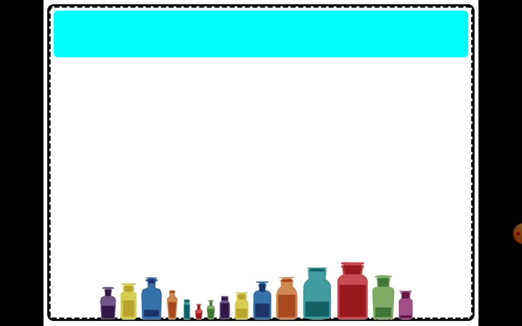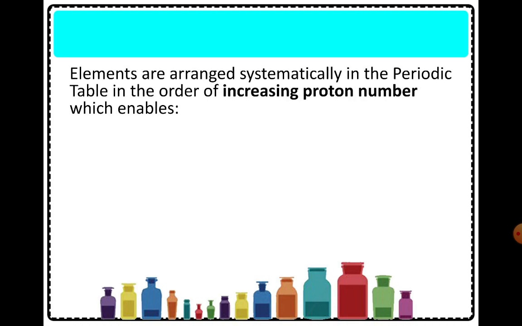Okay, the periodic table of elements. Apa yang you perlu tahu tentang periodic table? First sekali, periodic table ialah di mana suatu elements are arranged systematically in the periodic table in the order of increasing proton number. Okay, so ini yang awak perlu tahulah, increasing the proton number. Which means, maksudnya apa? Kita susun tu berdasarkan kepada bilangan nombor proton itu semakin bertambah.